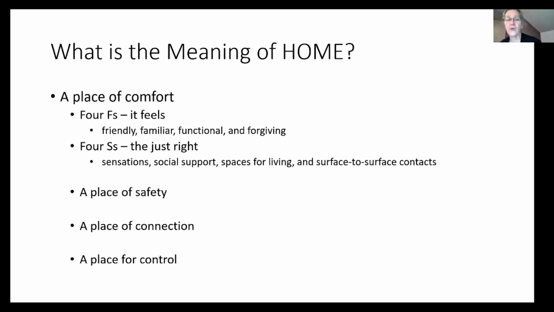So if we look at the 4 S's, sensations, I was having some good sensations. Social support. Well, that really wasn't happening as social support. I was getting a lot of social conflict. And spaces. Well, the space I was in, I found these things. I was fine with it.